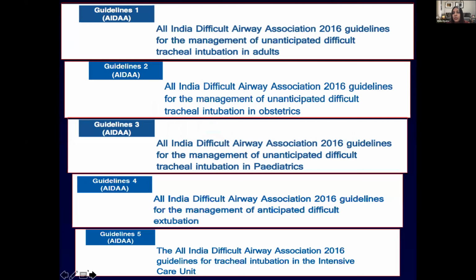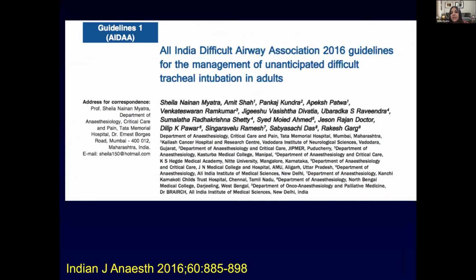And what we did is we didn't publish just one guideline for the adult. We published guidelines for obstetrics, guidelines for pediatric, guidelines for extubation, and also for the first time in the world, guidelines for management of tracheal intubation. So all these 5 guidelines were published simultaneously in the Indian Journal of Anesthesia in the December issue. But I'm going to be speaking to you about the adult guidelines and what are the recommendations for the management of the unanticipated difficult airway.